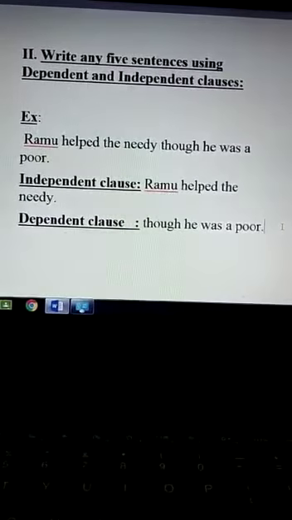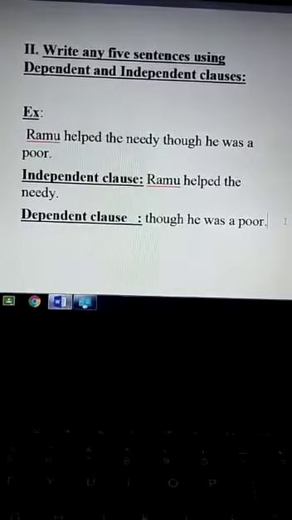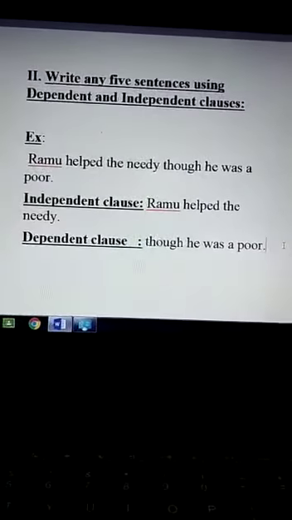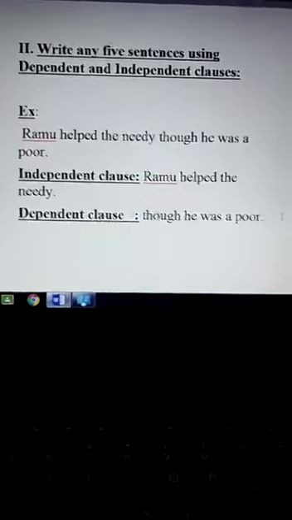Though means irundalum. Ramu helped the needy, though he was poor. Avan ஏழையாக இருந்தாலும் he helped the needy. He helped the needy people.